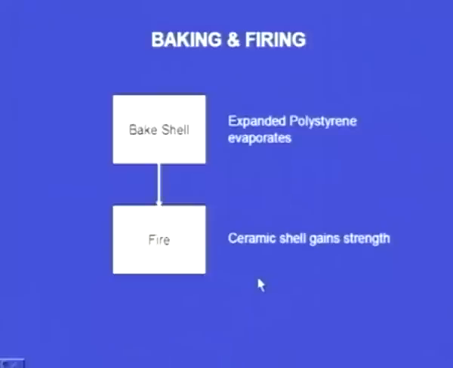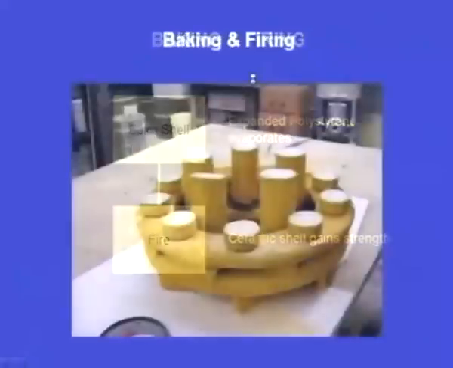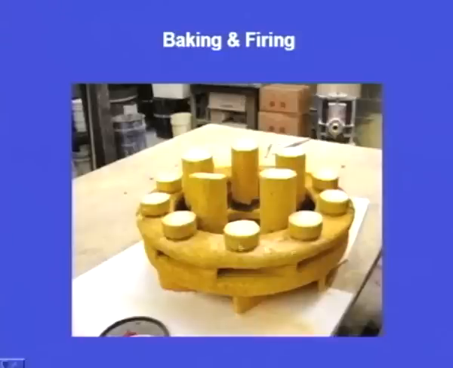Next one, it will be fired. The ceramic shell will be getting strength when we fire it. So, this is about baking and firing. Yes, when we bake and fire, the shell looks like this. This is the shell and inside the EPS pattern has been evacuated. Now, we can see the shell, the baked and fired shell.